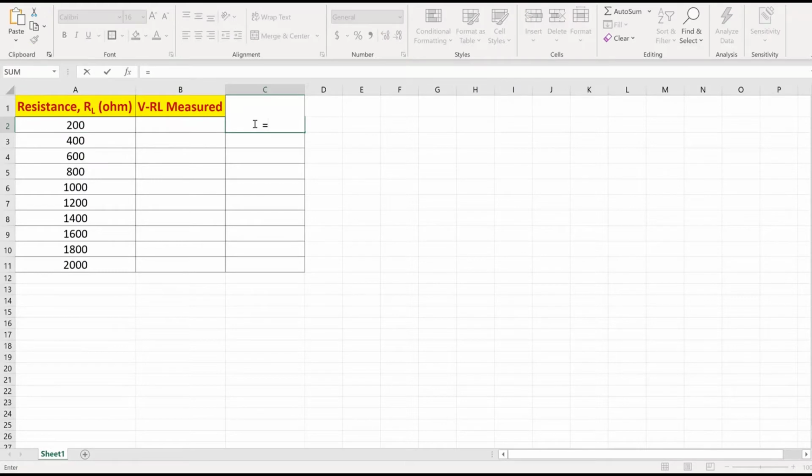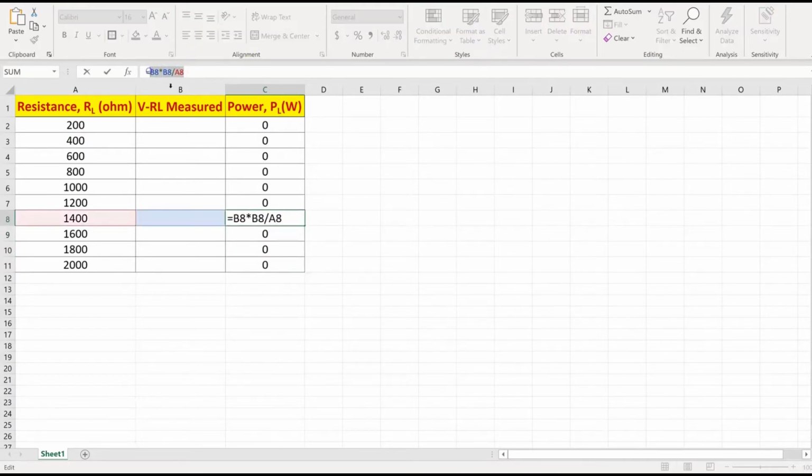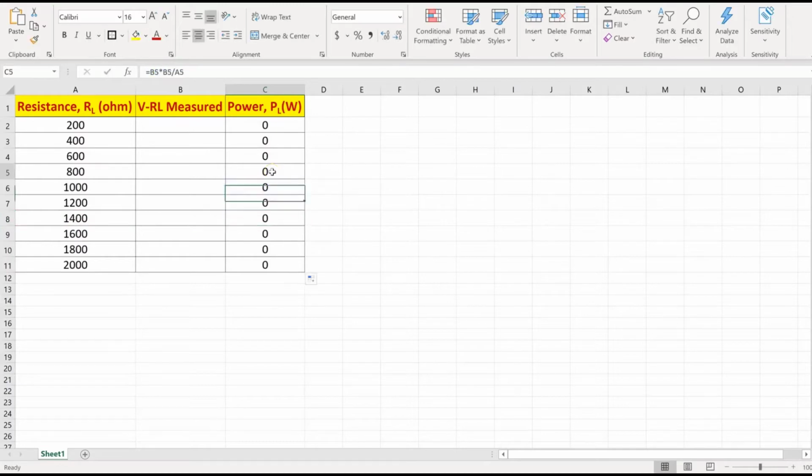So calculating power is simply the square of this voltage, divided by the resistance R. It's a very simple formula, which I've already applied: V squared over R, V2 times V2 divided by A2. If I select this cell and drag it all the way to the bottom, that formula will be adjusted in every cell. Notice these values changing as I move from one cell to another. Okay, let's start with 200 ohm.